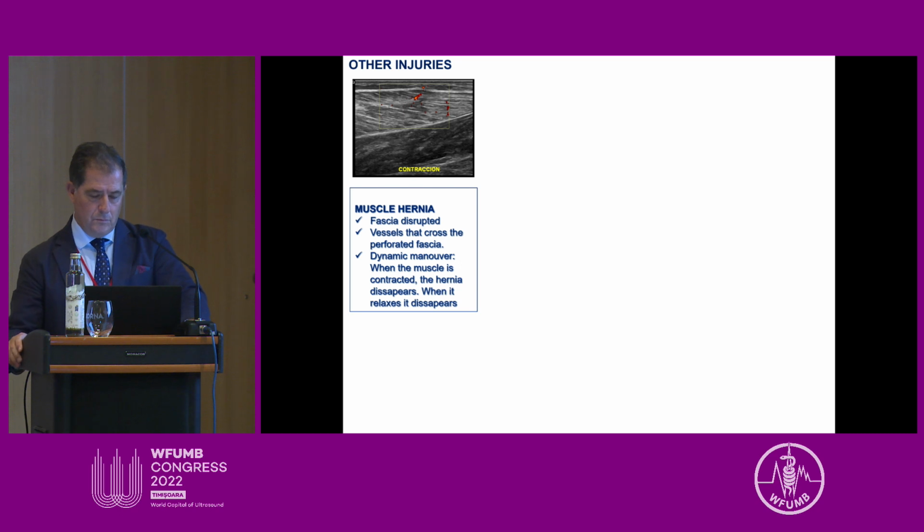Sometimes when you see a patient with posterior pain in the calf, and the muscle is normal, the MRI is normal, you should look for a small place where the fascia is broken. And in this place, you do the dynamic maneuver to check if the patient has this kind of hernia. The surgical treatment is easier: open the fascia, and with this, the problem is solved.